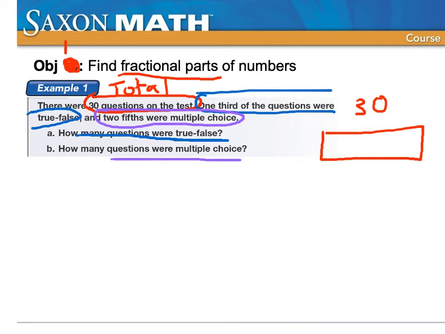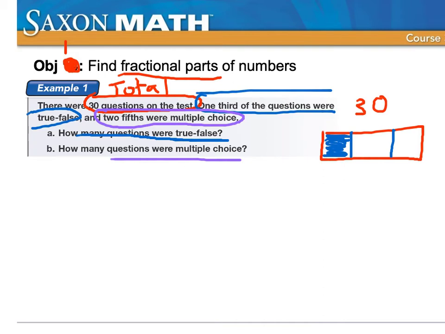Okay, well there's my whole test. 1/3 means I'm breaking my test up into 3 different parts. And it says 1/3 of those right here, okay, 1 out of the 3 parts were true, false. Well, I can figure this out if I know how many are in each part. Because if I know how many are in each part, I know how many are in this part, and this part, and this part. And this shaded part's the one I'm trying to figure out.